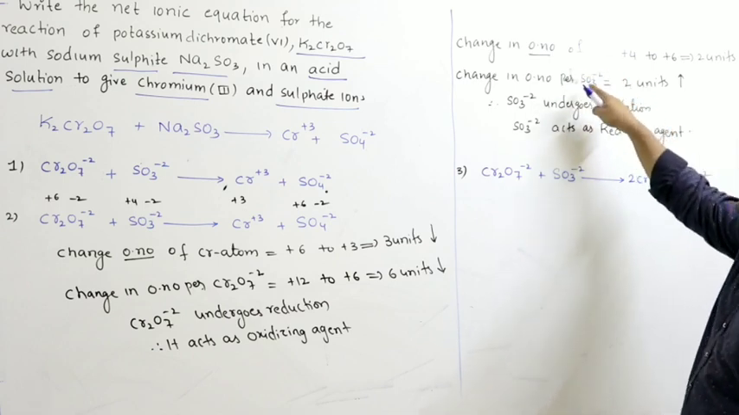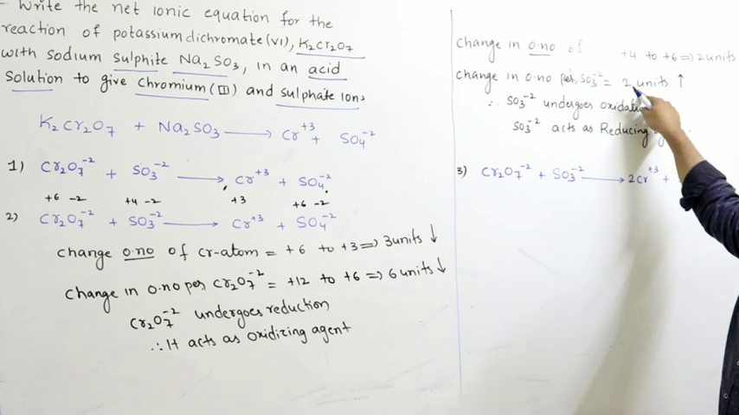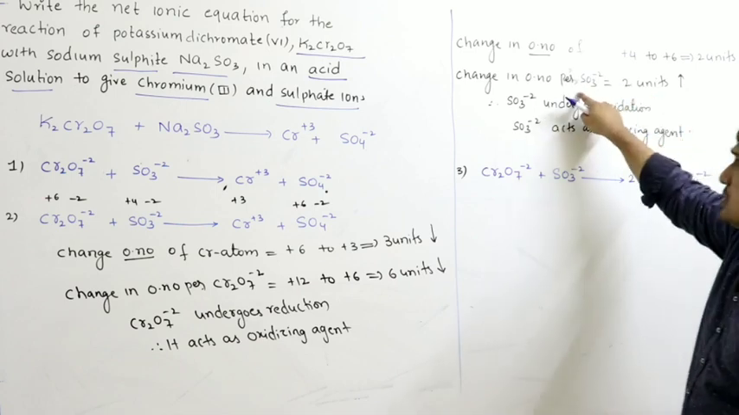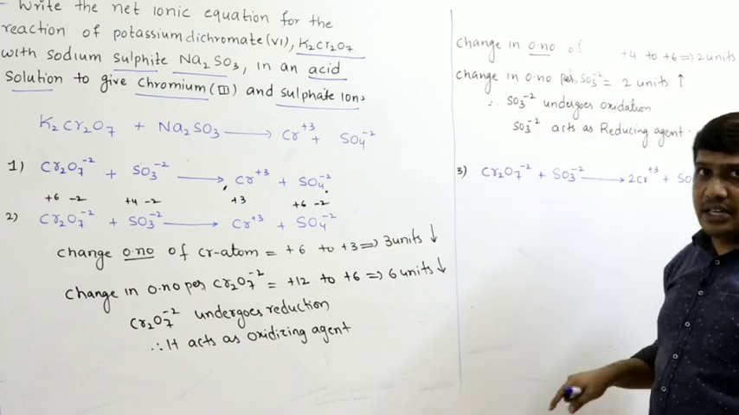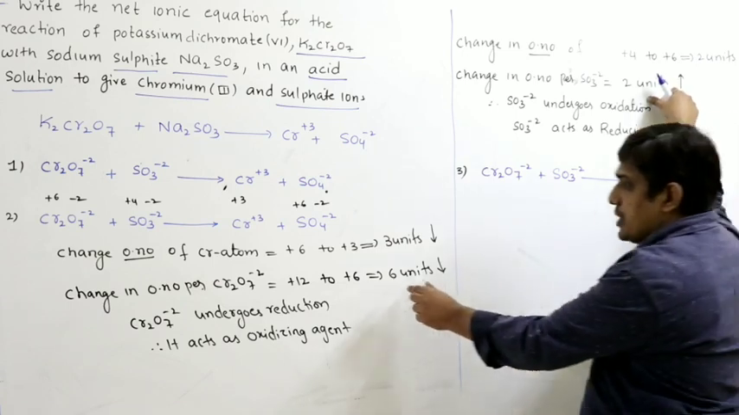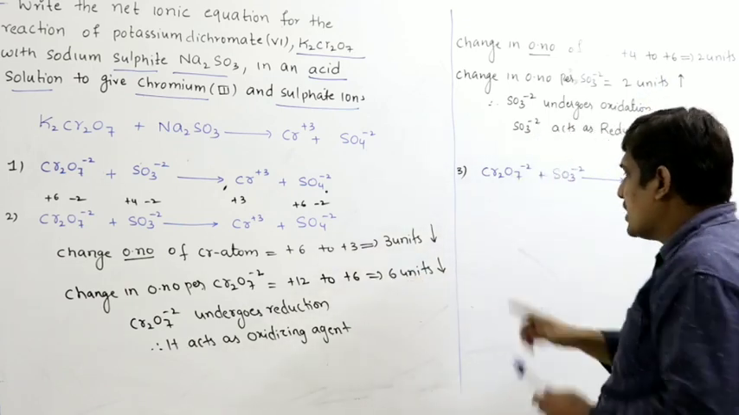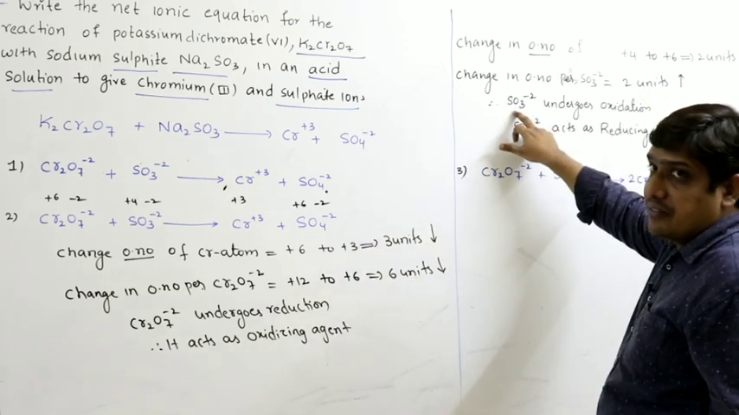Multiply this entire sulfite ion with 3. So, for 1 mole there is a 2 unit loss. For 3 moles there will be a 6 unit increase, right. So, the number of units in oxidation will become equal to the number of units decrease in reduction. For that we have to multiply the sulfite ion with 3.